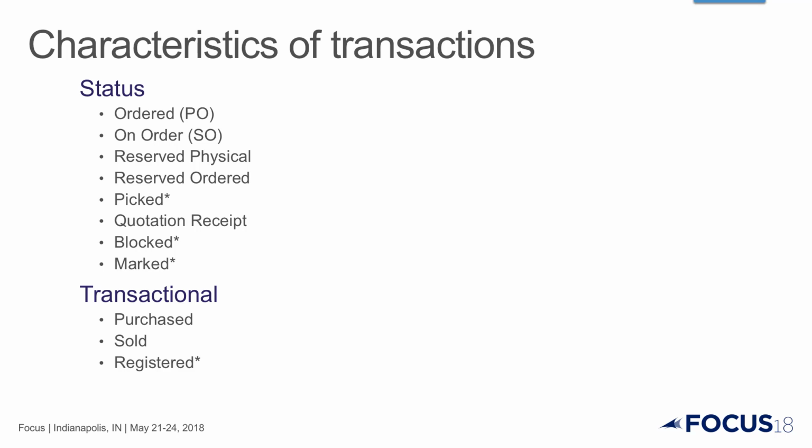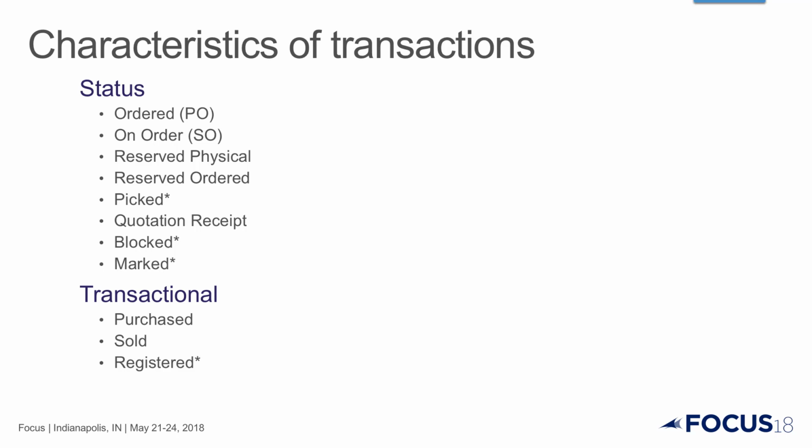So here's the characteristics of the transactions. We have two types. We talked about the status and the transactional. So let's go and explain each one of these. Ordered is something you see on a purchase order. So if it's ordered, it means that it's a purchase order ordered, whereas on order means that it's a transaction for a sales order.